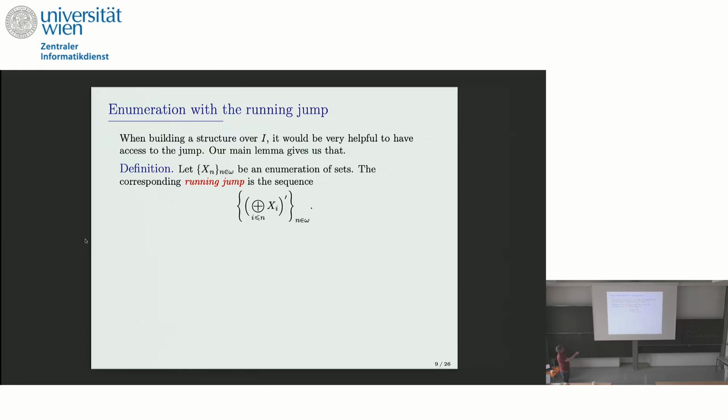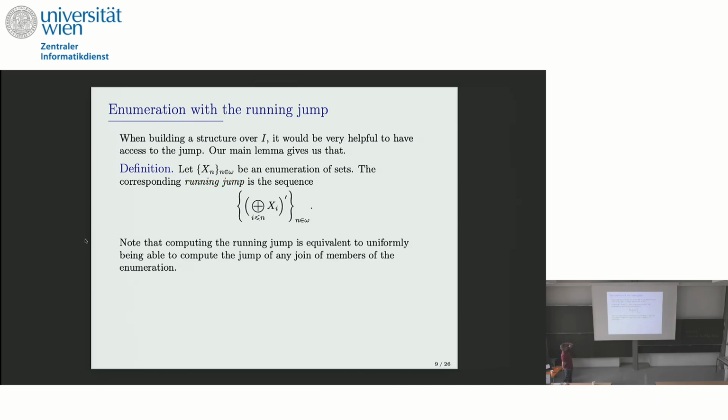And even if we know that I has those jumps in it, just to be very, very clear, we're not able to point to the element of I that is the jump. We can just also compute the jump along with the listing of the sets. And that's an important distinction. So computing the running jump is equivalent to uniformly being able to compute the jump of the join of finitely many members of the enumeration. Okay.